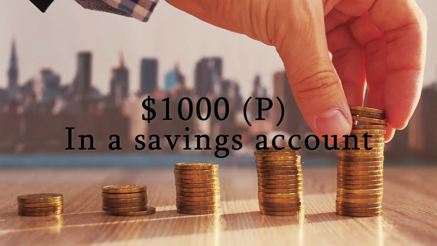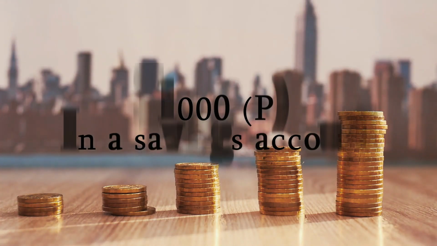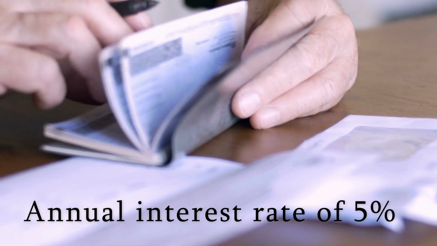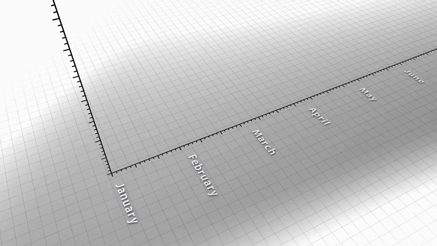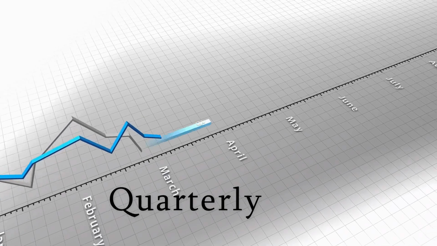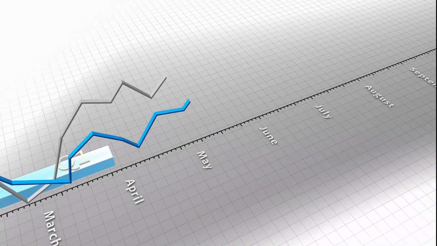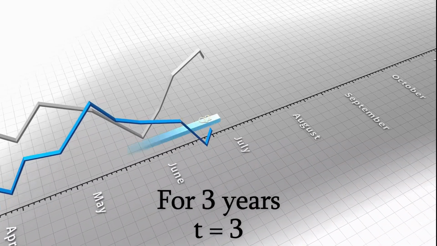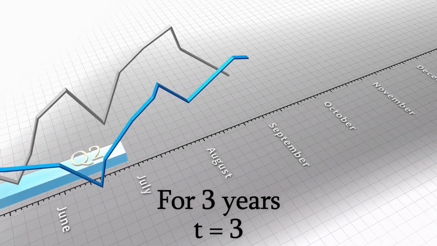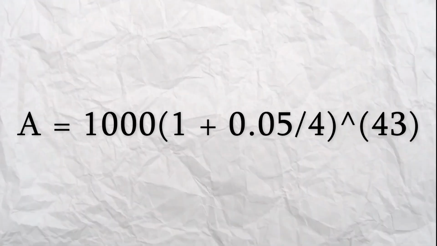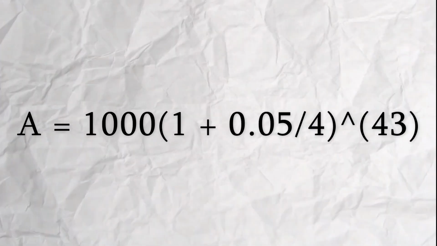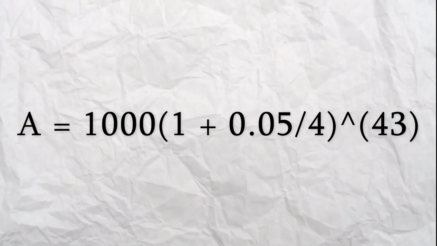Suppose you invest $1000, P, in a savings account with an annual interest rate of 5%, r = 0.05. The interest is compounded quarterly, n = 4, and you plan to keep your money invested for 3 years, t = 3. Using the formula, we calculate A = 1000(1 + 0.05/4)^(4*3).